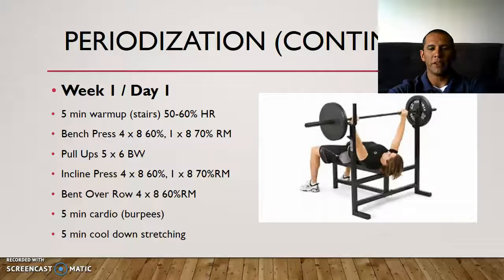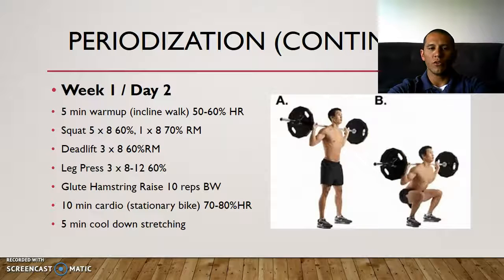For this case, we did burpees, and then a 5-minute cool down involving stretching the muscles that he worked that day. Day 2, like we said, focused on legs and the lower back. So we have a 5-minute warm up with an incline walk, some squats, 5 sets of 8, 60%, 1 set of 8 at 70%. Also some deadlifts there, leg press, glute hamstring raise, pretty difficult for my client, and then 10-minute cardio, riding a stationary bike, keeping the heart rate at about 70 to 80%, and then a 5-minute cool down of stretching. That was day 2.